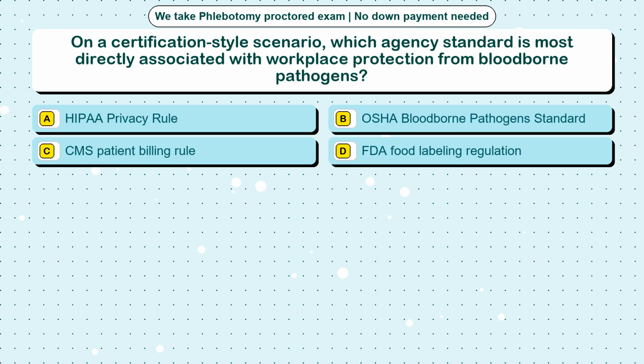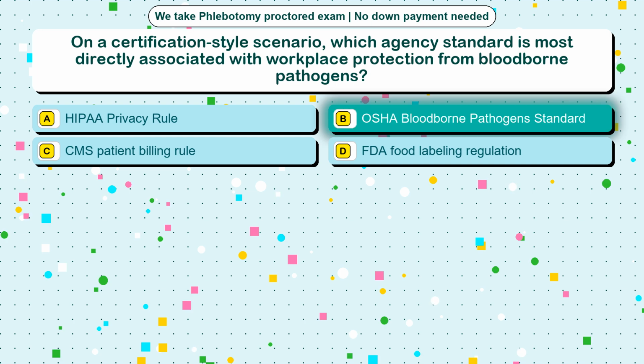Question 8. On a certification-style scenario, which agency standard is most directly associated with workplace protection from bloodborne pathogens? Option A. HIPAA Privacy Rule. Option B. OSHA Bloodborne Pathogens Standard. Option C. CMS Patient Billing Rule. Option D. FDA Food Labeling Regulation. The correct answer is option B.